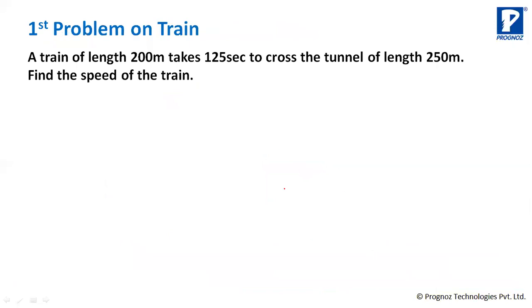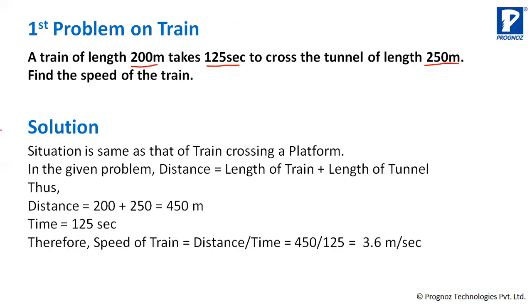Let's see the first problem. A train of length 200 meters takes 125 seconds to cross a tunnel of length 250 meters. Find the speed of the train. So the length of the train is 200 meters. Time here is 125 seconds and the length of the tunnel is 250 meters. What is the situation here? The situation is the same as a train crossing a platform.